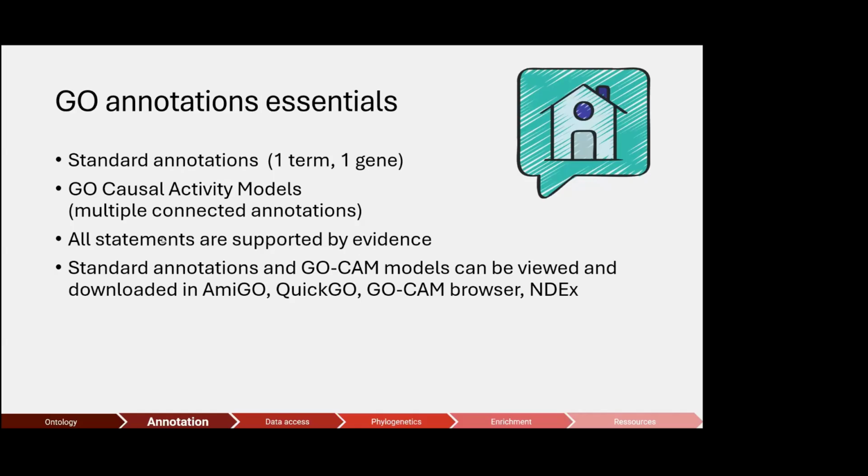So to finish this part, you have a standard GO annotation that I described, which is one term, one gene, while you have GO-Causal Activity Models that are multiple connected annotations. And one important thing is that since GO-CAMs are made of GO annotations, every single standard GO annotation that is made for a GO-CAM, you will also have in the protein page as standard GO annotation. All the annotations are also transferred to standard normal GO annotation.